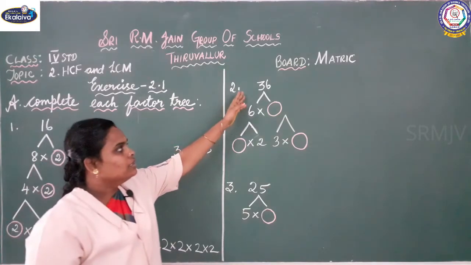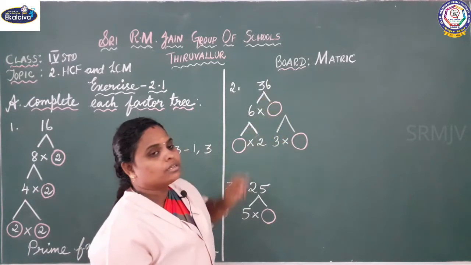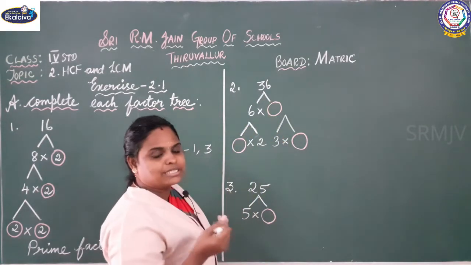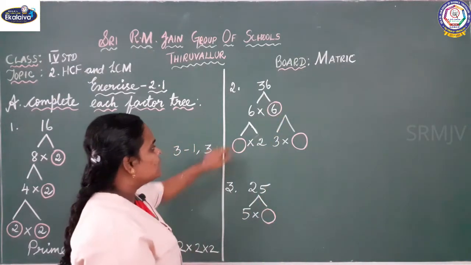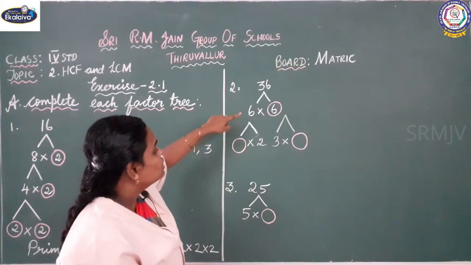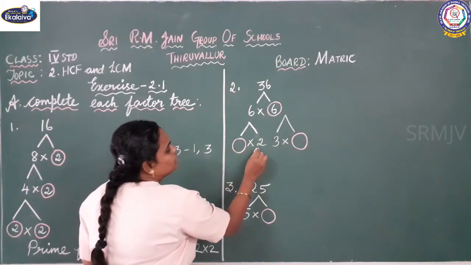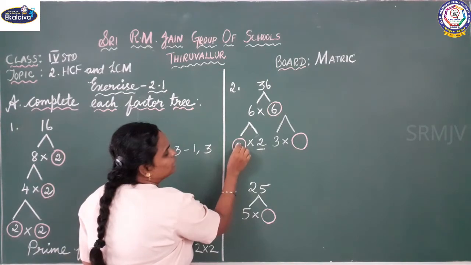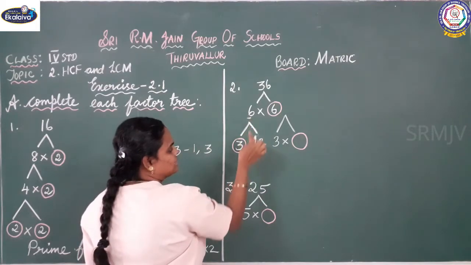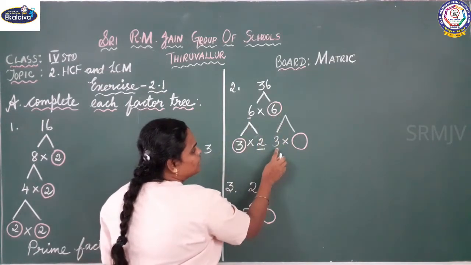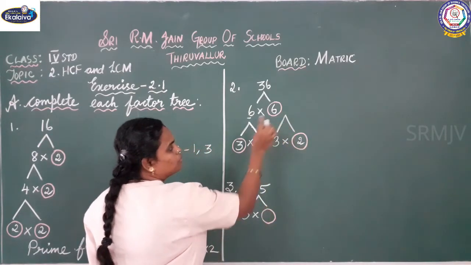Okay. Next one, 36. Listen children, 6 into what number will you multiply to get 36? 6 1s are 6, 6 2s are 12, so 6 6s are 36. 6 is a composite number, so we should do it again because we still need to get prime numbers. For 6, they have multiplied here 2. What number multiplied gives 6? If you multiply with 3, you will get 6. 3 2s are 6. Here they have given 3.